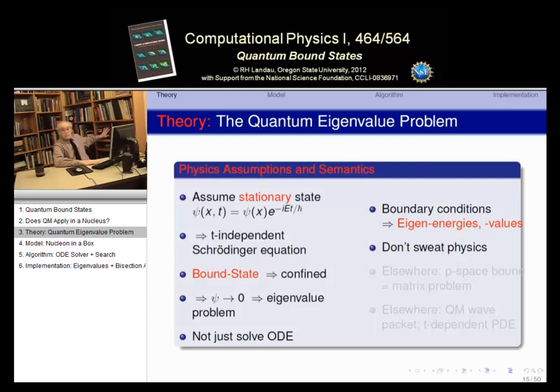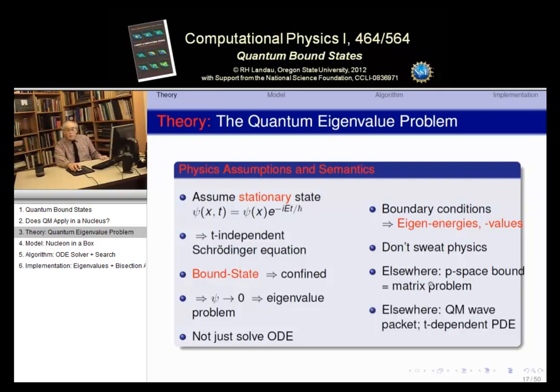Other places in this book, in later chapters, we'll look at similar problems. We'll look at the momentum space bound state problem. We'll solve that as an integral equation, and then we'll end up converting that integral equation into a matrix problem. So that there we'll see the matrix eigenvalue problem. Okay? So that's a good contrast. You may have seen that in your math classes. That's another way of formulating quantum mechanics in momentum space that gives you the matrix problem.